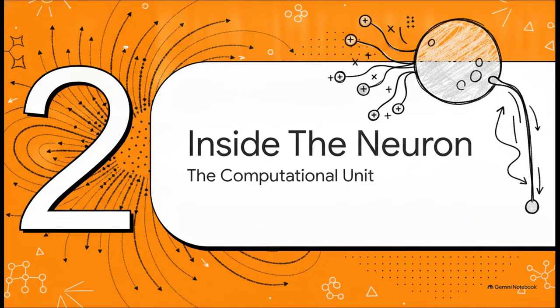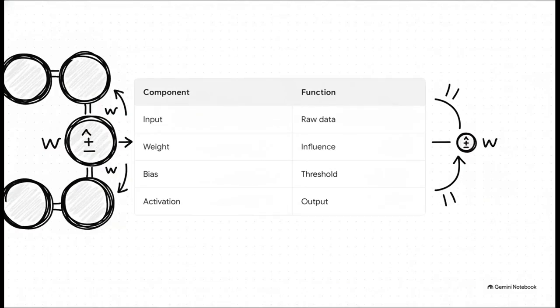Moving right along to Section 2, inside the artificial neuron. Now, if we zoom in on the hidden layers, we find the basic computational unit of our network, the artificial neuron. Every single neuron receives inputs from the previous layer, but it doesn't just blindly pass them along. No, each connection has what we call a weight, which determines exactly how strongly that specific input should influence the neuron. A large weight basically means, hey, this input is super important. The neuron multiplies the inputs by their weights, adds a little extra threshold value we call a bias, and calculates a weighted sum. That result is then transformed into an activation value, and that is what gets passed to the next layer.